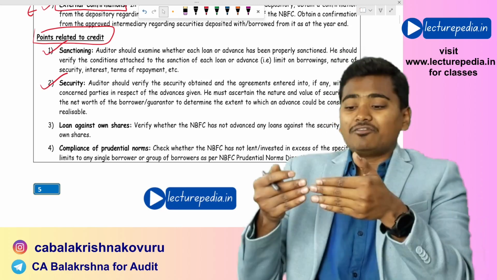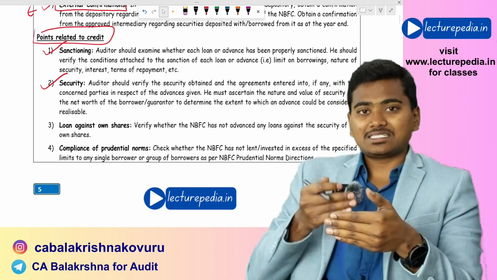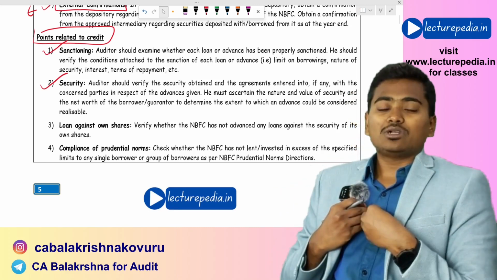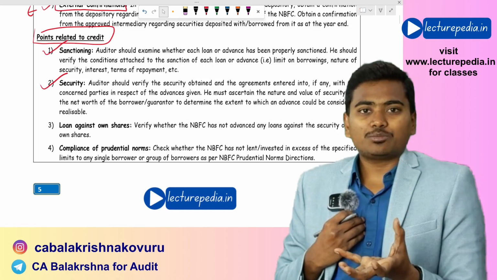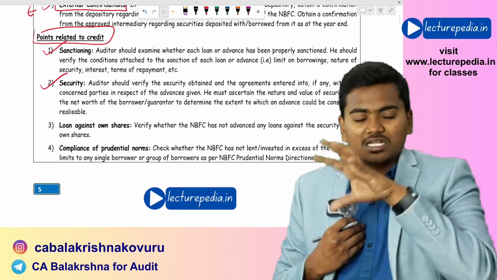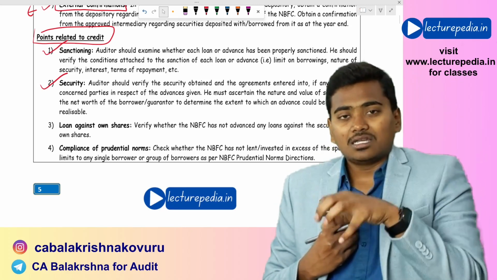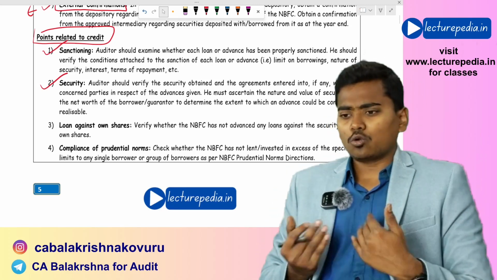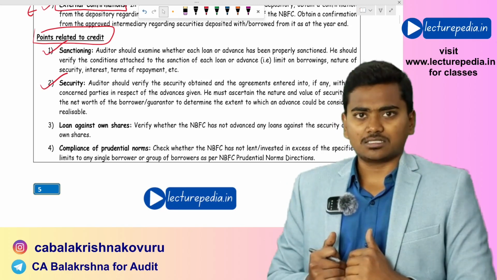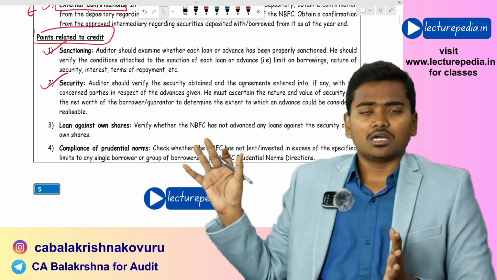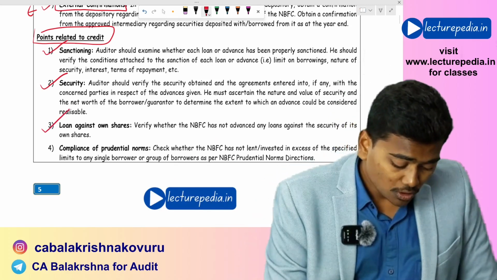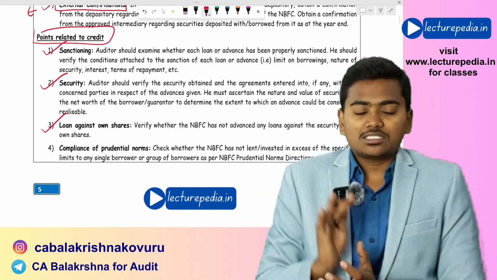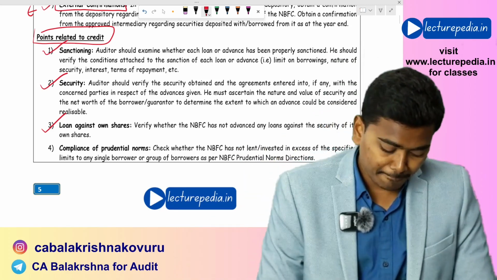Okay, because if it accepts its own shares as security, then they will become treasury shares. This concept of treasury shares is not present in India. It is present in other countries, but in India this concept is not present. Treasury shares are when you are owning your own shares. In India those shares have to be cancelled. So the auditor needs to take care that a loan against own shares should not be given by an NBFC.